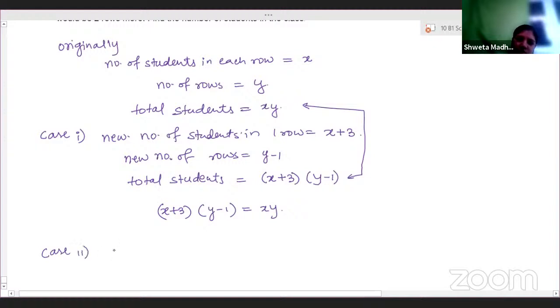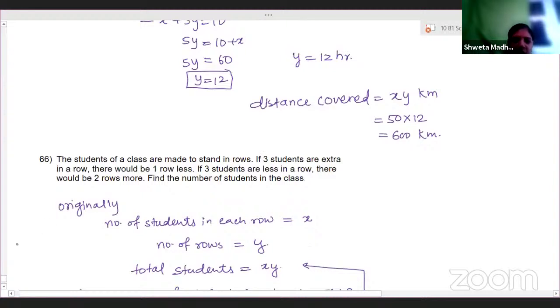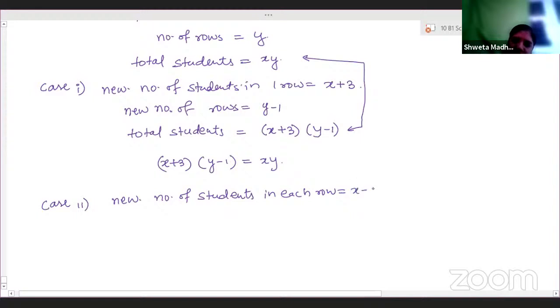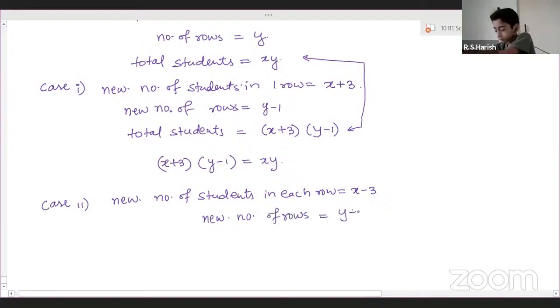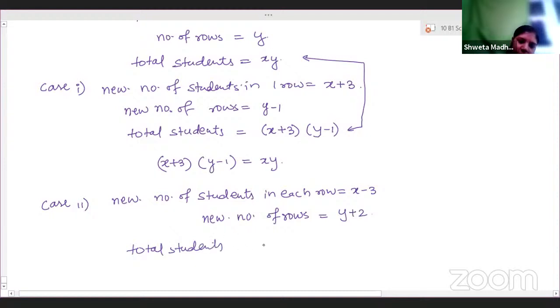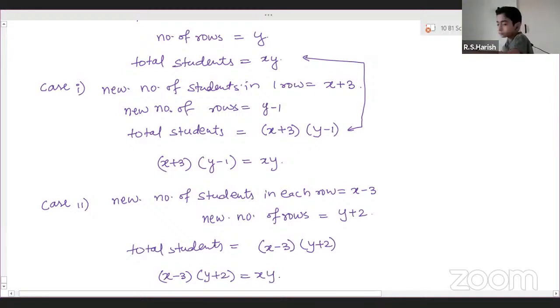And in case 2, the new number of students in each row. What they have given in the second condition: if 3 students less in a row, there will be 2 rows more. 3 students less, X minus 3. And the new number of rows is Y plus 2. So the total students is X minus 3 into Y plus 2, and the total number of students remains the same. So X minus 3 into Y plus 2 is equal to XY. Then solve both the equations. And they're asking for the total number of students, so you finally need to find out X into Y.